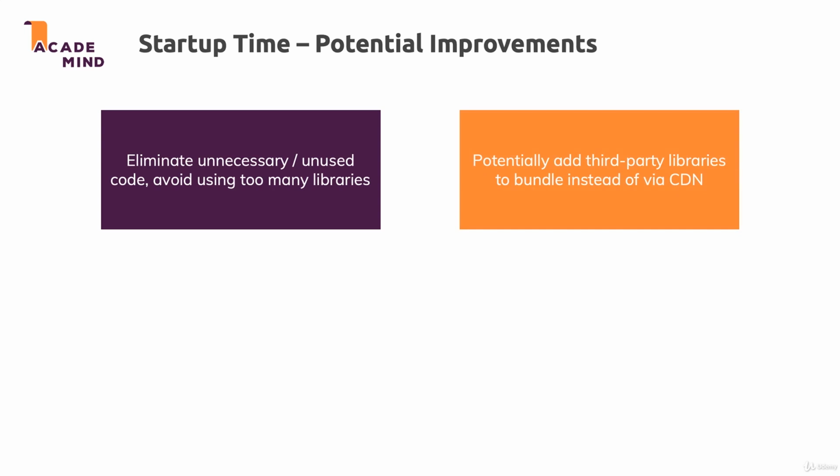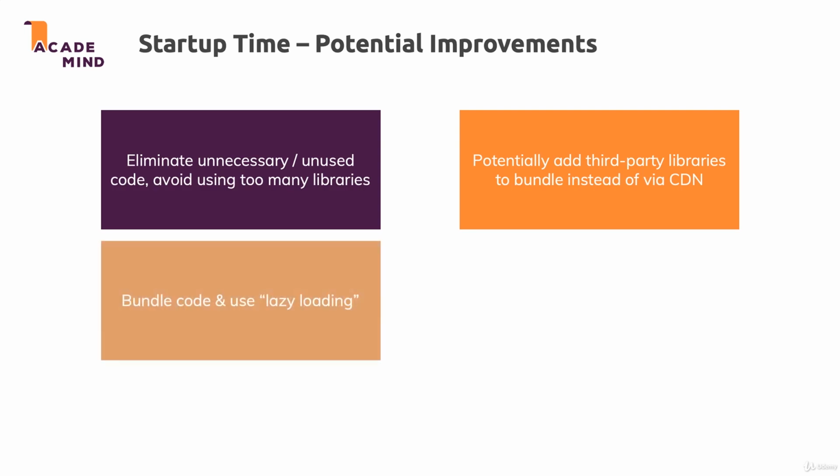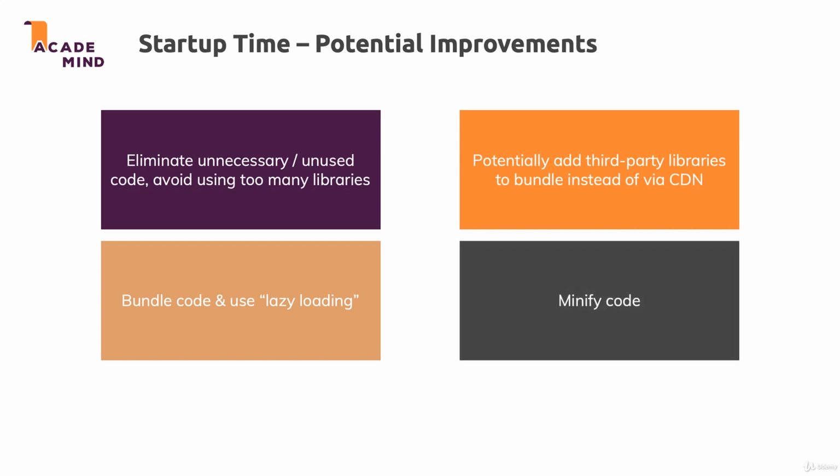If you use third-party libraries, you also want to consider importing them into your script files and then using Webpack for bundling and code splitting instead of using CDN links. Because if you use CDN links, you can't use code splitting. So bundling code and using lazy loading here really is a great idea for ensuring that your code starts fast and is able to execute as early as possible. Of course, you should also minify code, and Webpack does this automatically to ensure that you ship as little code as possible to your end users.